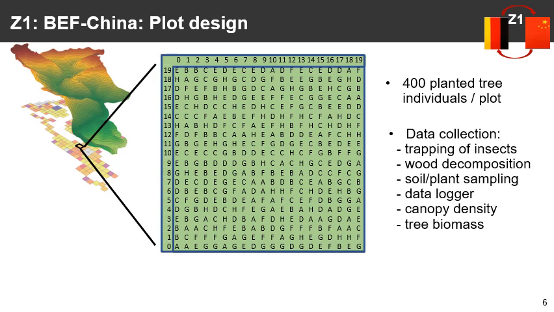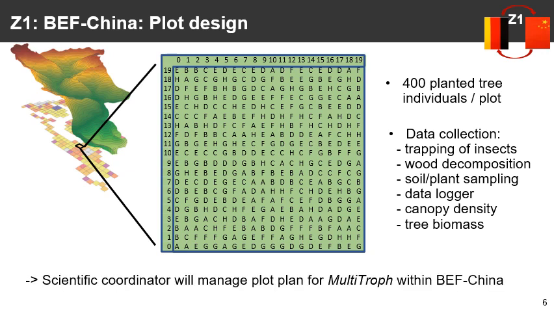So in MultiTurf we will collect insects by trapping. We have a wood decomposition experiment. We will sample soils and also plant materials. We will install canopy data loggers and measure canopy density. And with our Chinese partner, tree biomass will be measured. And as you see, there's definitely enough space to install or collect all of this, but we need the scientific coordinator to manage the plot plan for MultiTurf within the BEF China unit.